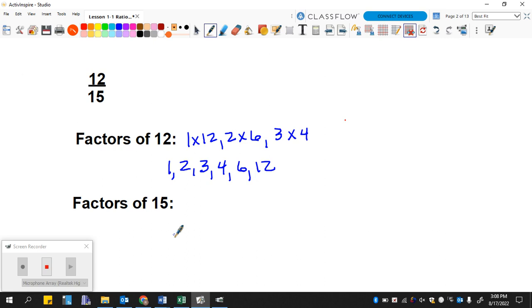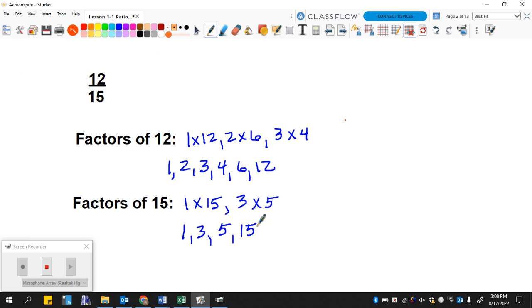Factors of 15 are 1 times 15, and 2, well, 2 doesn't go into 15, so it's not a factor. We have 3 times 5, and 4 doesn't go into 15. So the factors of 15 are 1, 3, 5, and 15.